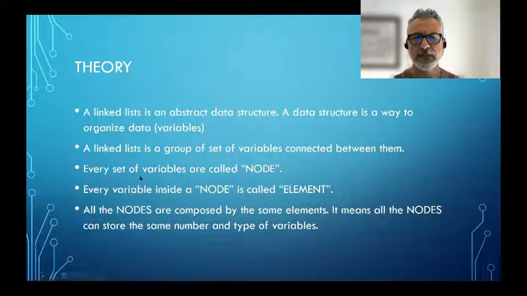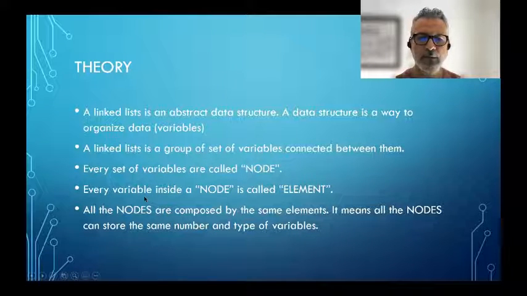A linked list is a group or set of variables connected with each other. Every set of variables is called a node. Every variable inside a node is called an element. All the nodes are composed of the same elements. It means all the nodes can store the same number and type of variables.